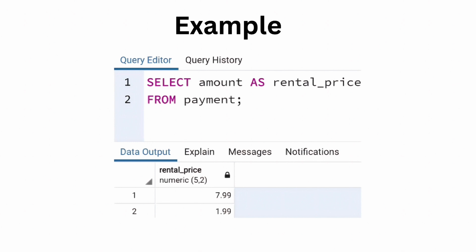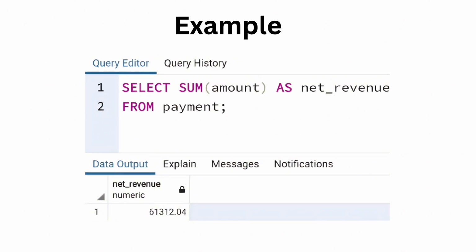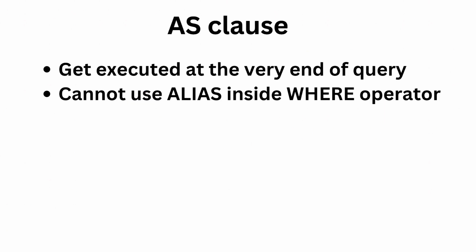And this starts to make sense, especially when we perform functions on a column. For example, SELECT SUM(amount) AS net_revenue FROM payment. Instead of having the output just say sum of the amount, here we can clarify it with an alias as the total net revenue from the payment table. So essentially in net revenue, we've made around $61,312.